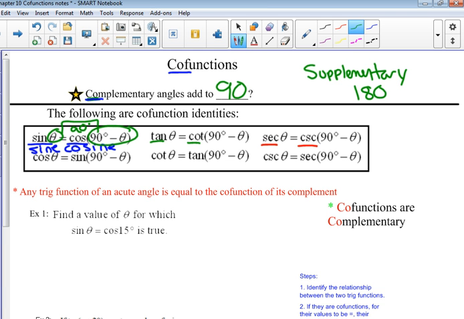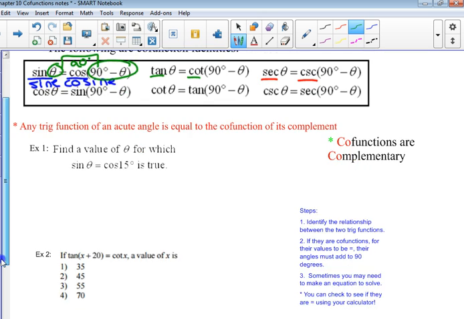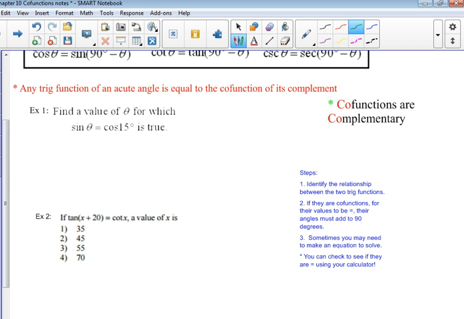Wait, so would it be the cosine of 90 minus theta would have to equal the sine of theta? Yes, exactly. These are cofunctions, so you can always check to make sure you're right. I think once we do one, we'll see what you're thinking.